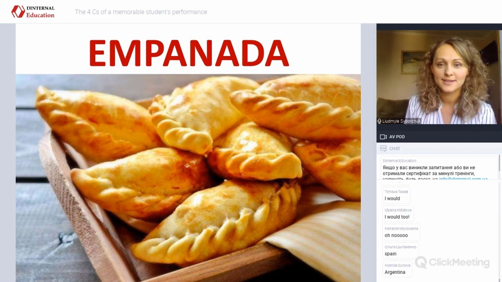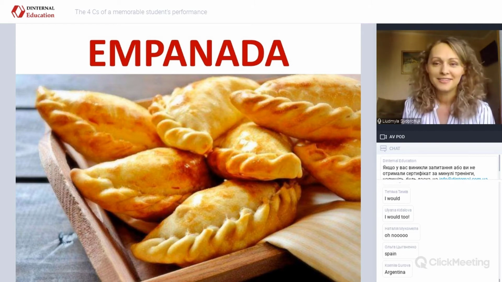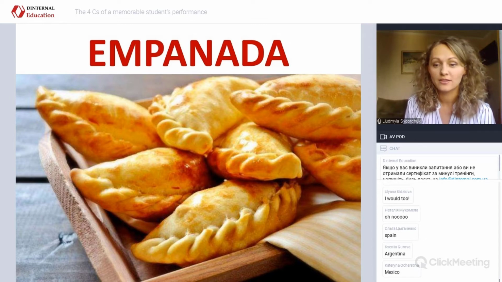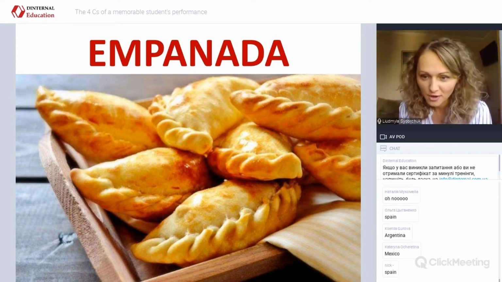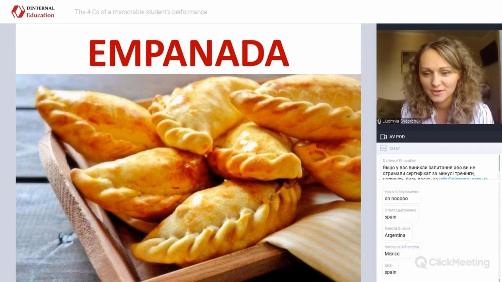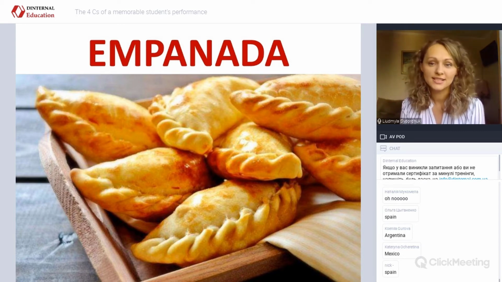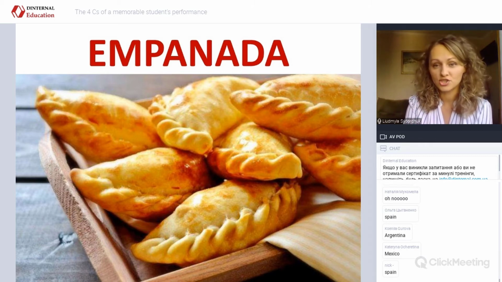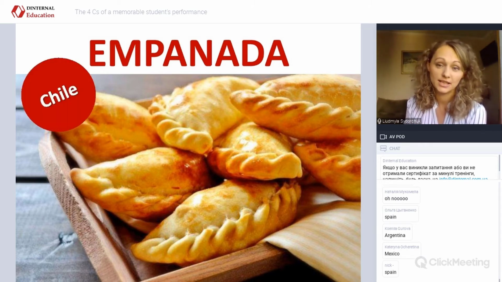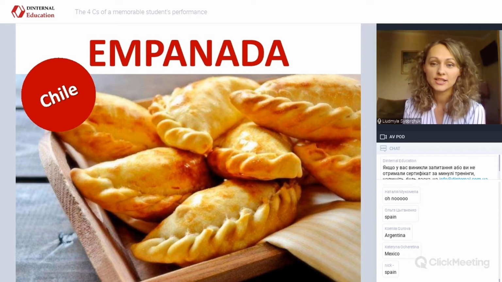So this is a pastry turnover stuffed with chopped vegetables and meat. Okay, Argentina, Spain, Mexico. Yeah, you're absolutely correct. So empanada is very famous in the countries of Latin America, in Spain, in Argentina, but the origin of this dish is Chile. So this is a national Chilean dish called empanada.